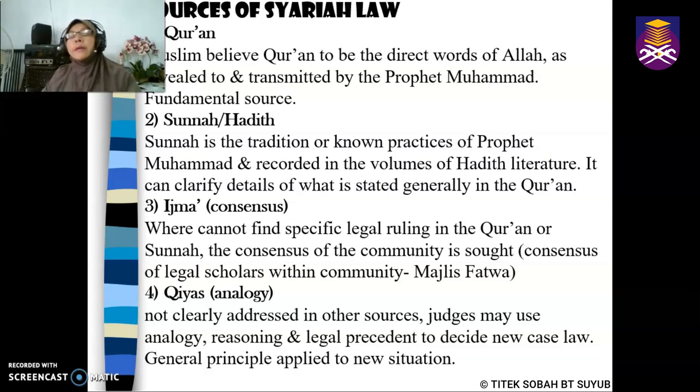So Quran, of course, everybody knows what is Quran. Quran is actually, the Muslims believe, the direct words of Allah. It's been transmitted through Rasulullah. Okay, and this is the main source, the fundamental source. However, if the Quran is not clear, then only you are going to go through Sunnah and Hadith. So we believe that the Sunnah and Hadith is the tradition done by practice of the Prophet Muhammad, and it's been recorded in the volume of Hadith. Okay, if something is not clear in the Quran, then we are going to look based on Hadith.